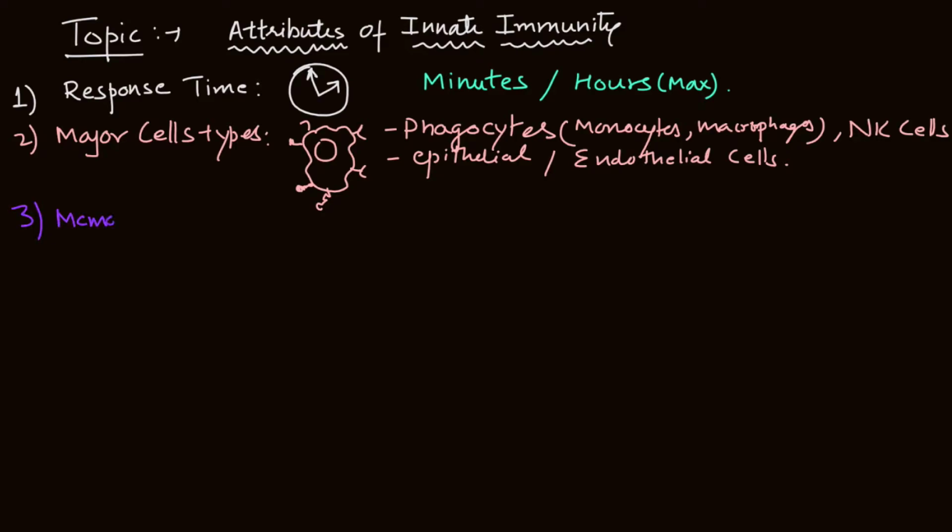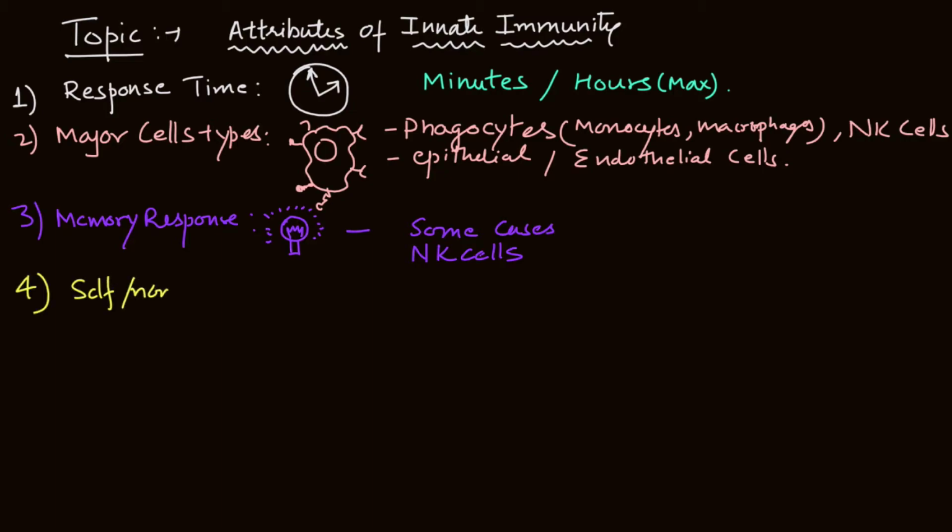Point number 3. What is the memory response in case of innate immunity? Is there any kind of memory response present in case of our innate immune system? The answer is maybe in some cases, especially in case of NK cells, there might be some kind of rudimentary memory response, but most of the time there is no memory for the innate immunity. But in case of adaptive system, you have well-developed memory system.